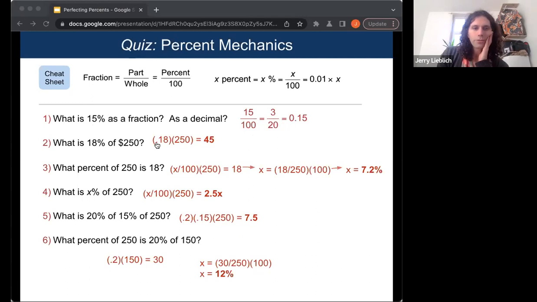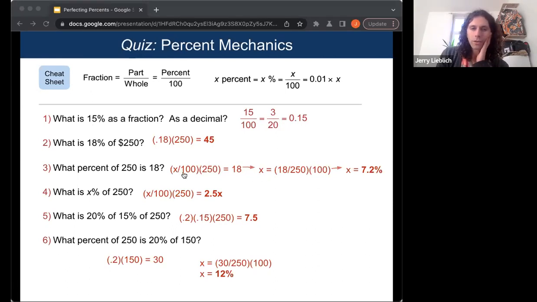18% of 250, I do 0.18 times 250. What percent of 250 is 18? Here, I would do a translation and say, what percent? That's an unknown percent. So x over 100 of 250, I'm multiplying, is 18. And with that translation, then I know where to put my x.